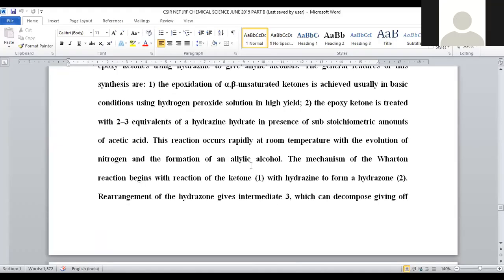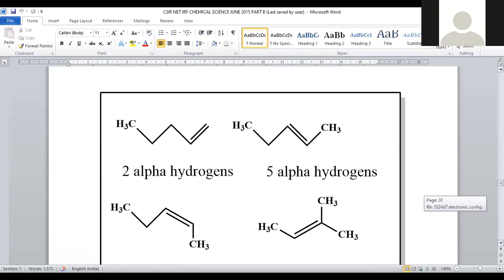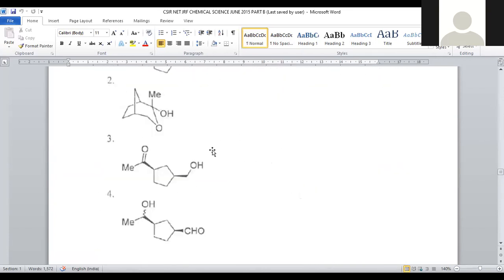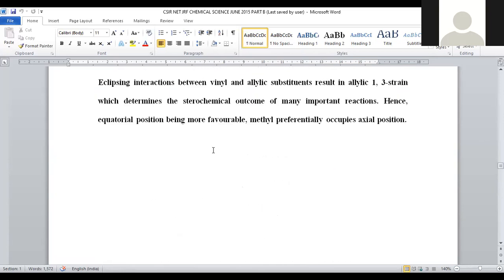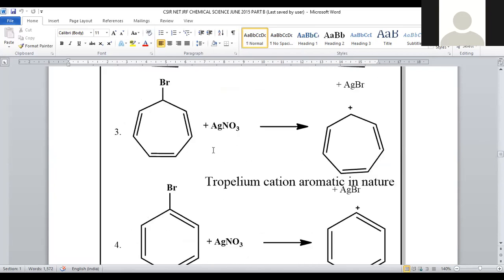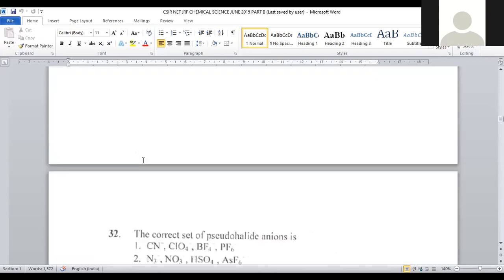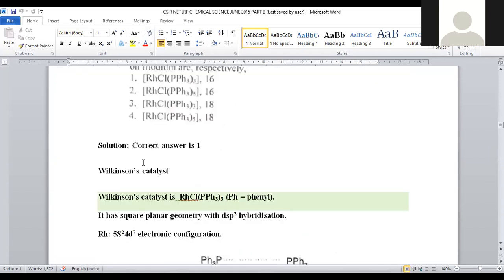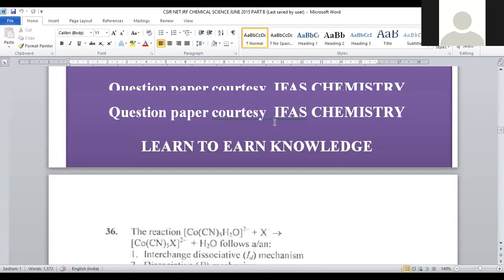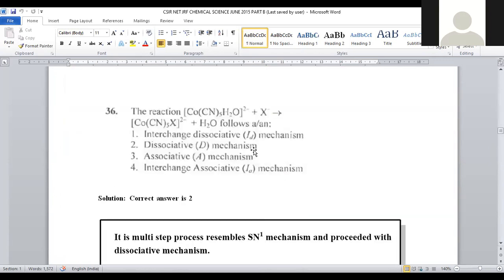Now we are going to start with CSIR NET GRF Chemical Science, June 2015, Part B, Series 2. In the previous session we completed Series 1, where question numbers 21 to 35 were covered. Now we will discuss question numbers 36 to 55 in this session, right? Series 2 consists of question numbers 36 to 55. Let us start with question number 36.